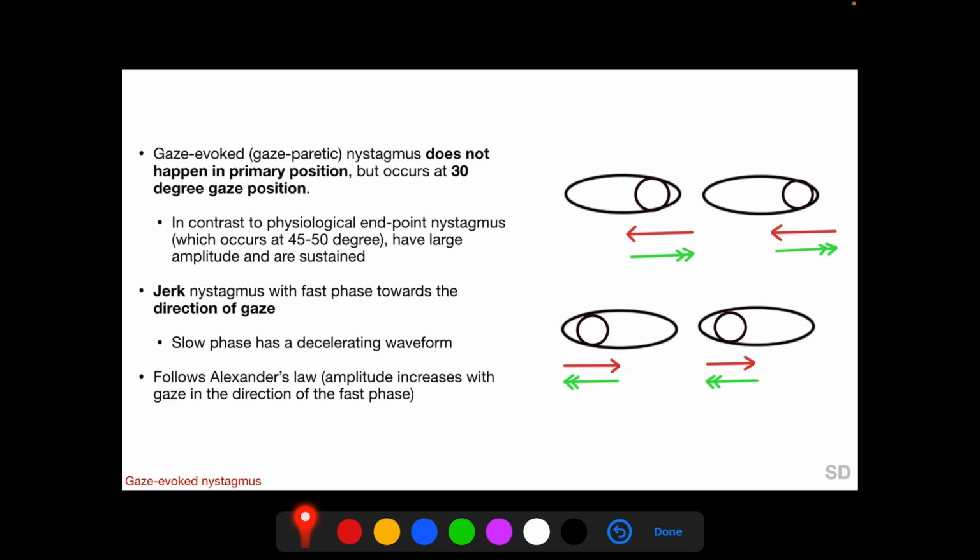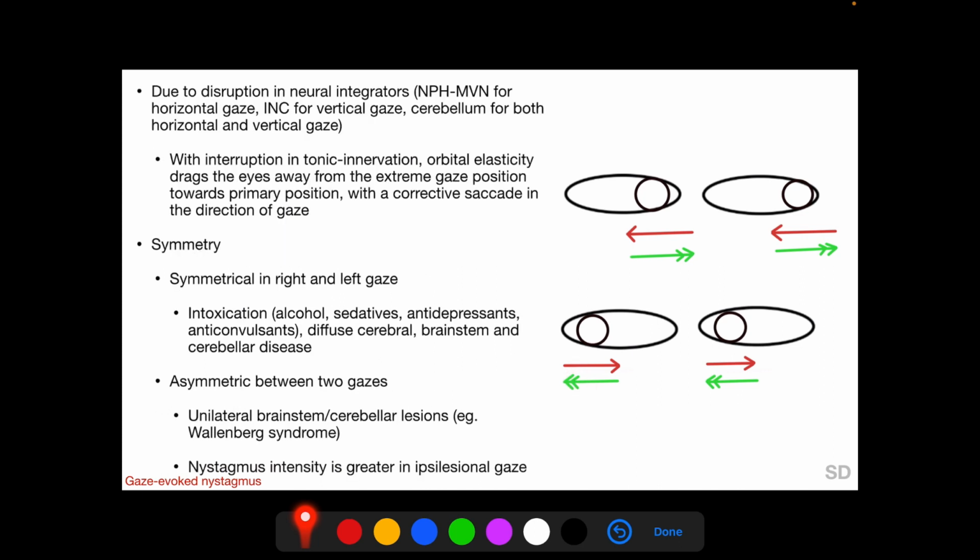In a gaze-evoked nystagmus, the fast phase occurs towards the direction of the gaze. So when the patient is looking to the left side, the fast phase is towards the left side, and when the patient is looking towards the right side, the fast phase is towards the right side. It follows Alexander's law, that is, amplitude increases with gaze in the direction of the fast phase. So the further out the patient looks, the larger the amplitude of the nystagmus becomes.